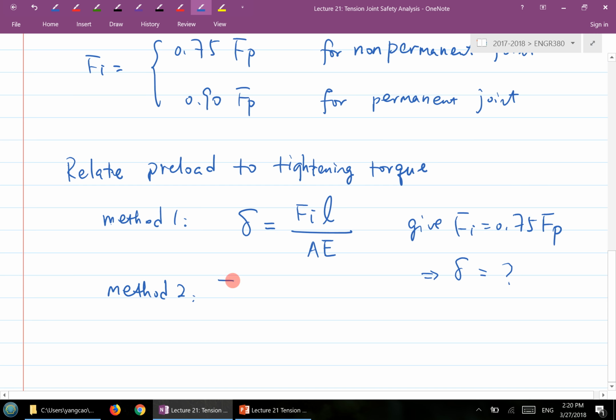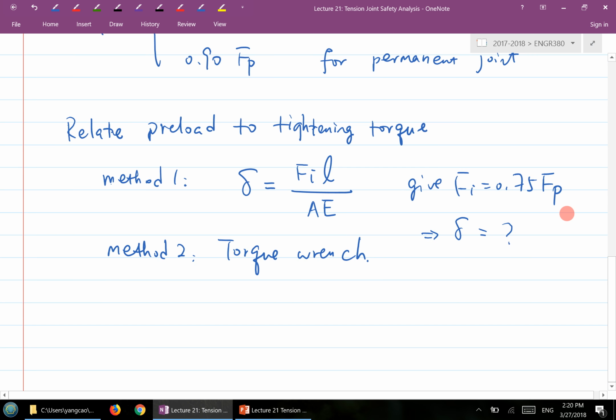Okay. Basically, this is just using the torque wrench. So the torque wrench is an equipment, a tool where you set the amount of torque that you want to apply to the nut.